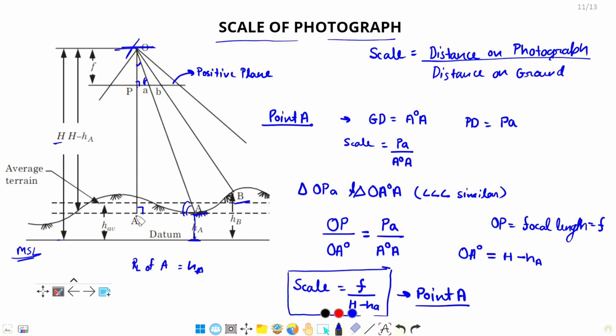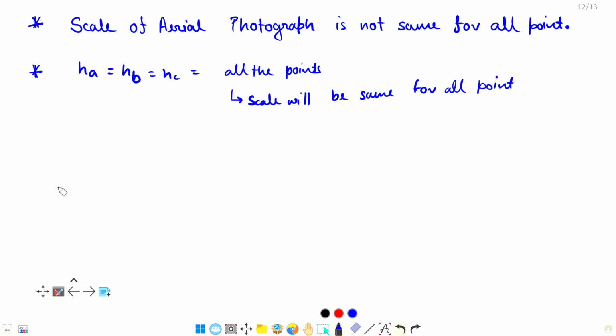Now if in any case, for example, the heights of points A and B are not given and the average terrain height is given, then what will you do? In such a case average scale is calculated, and average scale will be represented by F upon H minus H average. In that type of question, average scale will be calculated.